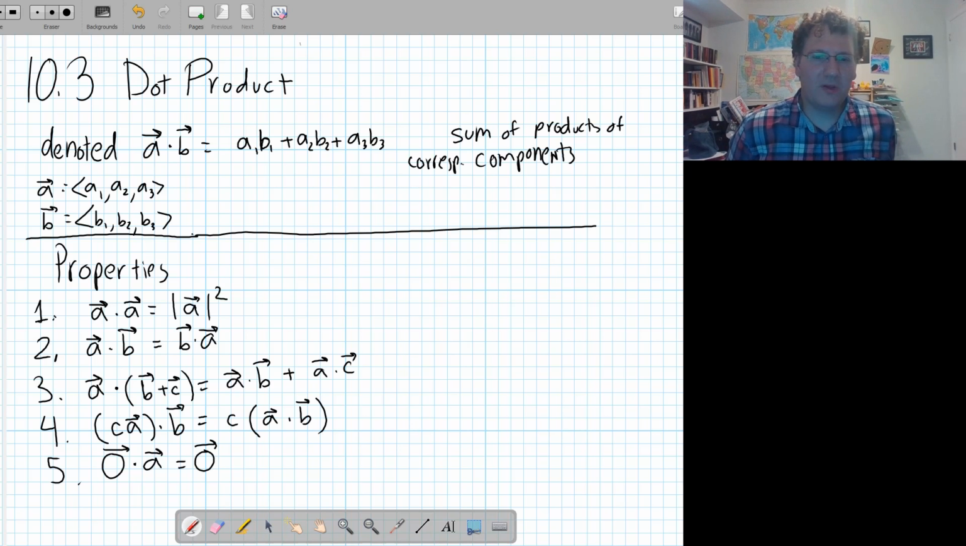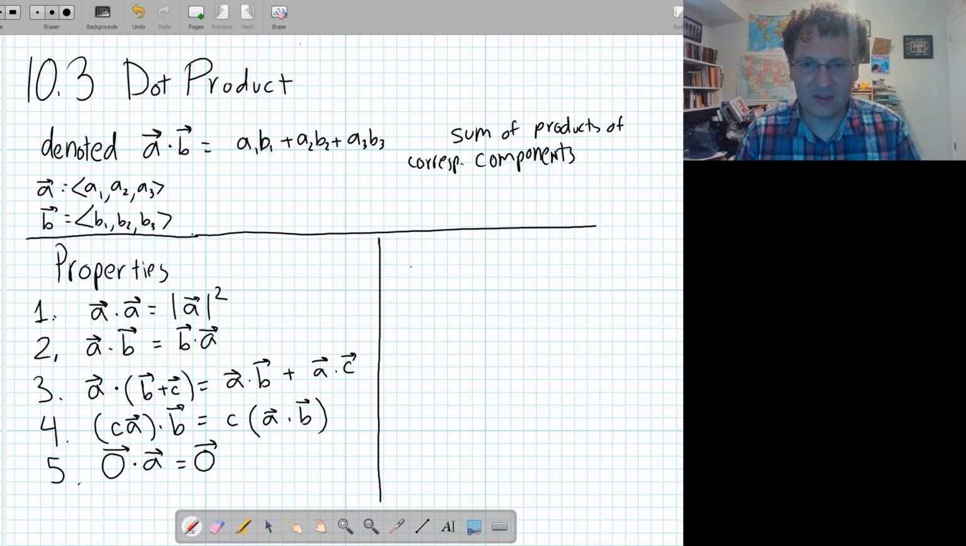Okay, so these are pretty useful. These can be handy, especially when you're trying to prove things. They'll be handy for some applications that we'll see later on. It's good to know about these properties of dot products. Maybe it's worthwhile to just do a simple little example of a dot product.